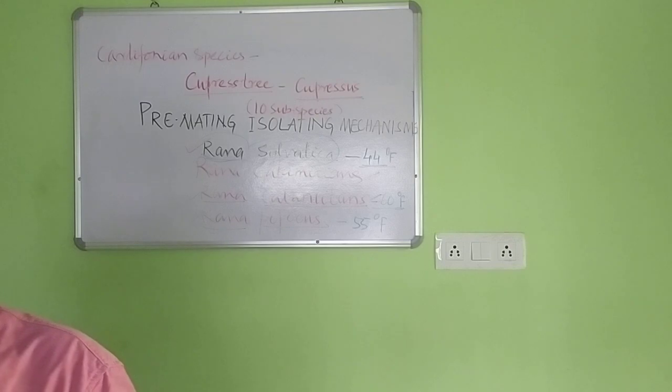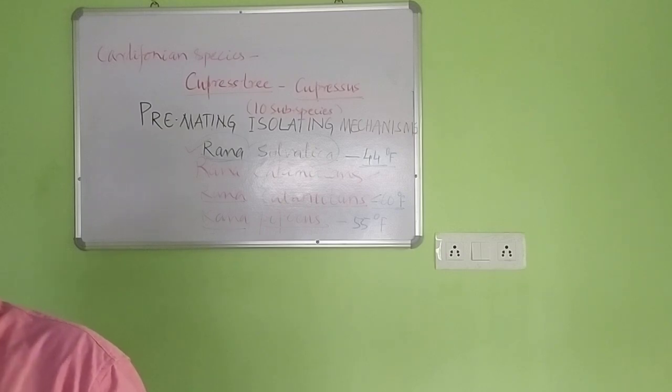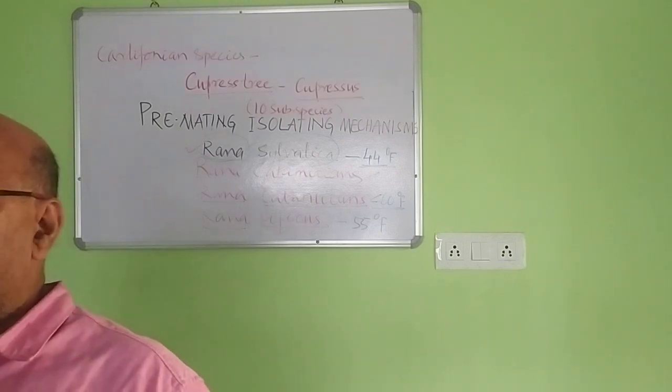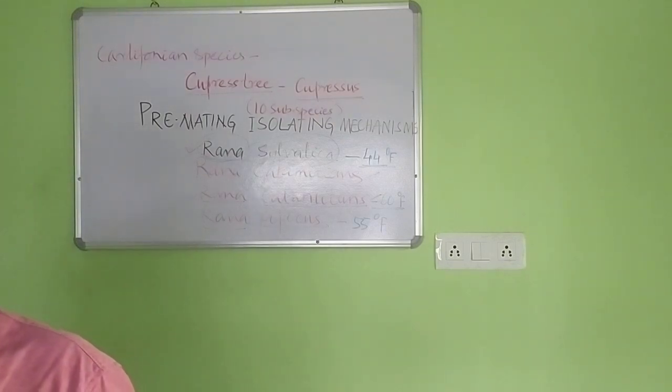For this example, Rana sylvatica breeds at a water temperature of about 44 degrees Fahrenheit, Rana pipiens begins to breed at 55 degrees Fahrenheit, and Rana calamitans does not enter the ponds until the water temperature exceeds 60 degrees Fahrenheit.